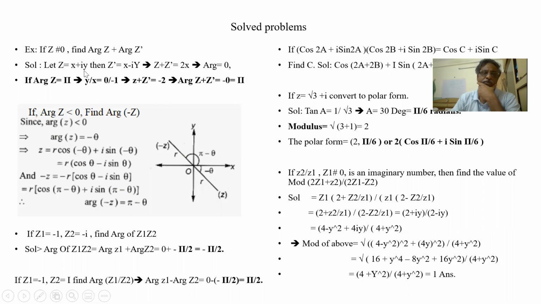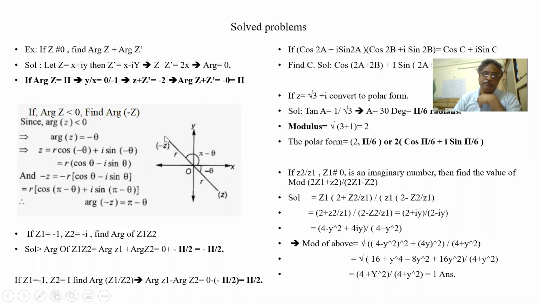Let us see. z is x plus iy, z dash is x minus iy. z plus z dash is 2x. So minus theta plus theta cancel and become 0. This resultant is on the x-axis, so y is 0. These are two vectors symmetrical about the x-axis, so their y components get cancelled and only the x component is left. So with respect to the x-axis, what is its angle? The resultant is 0, so the arg is 0.